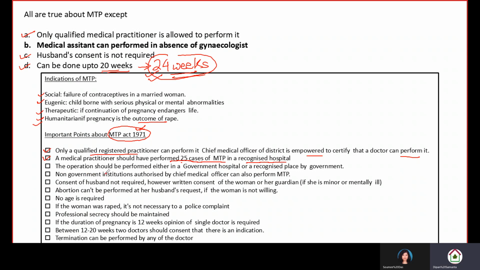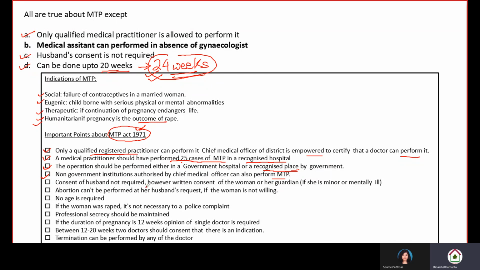Okay, then the operation should be performed either in a government hospital or a recognized place, meaning government accredited MTP centers only. Otherwise, you cannot just open a clinic and go for MTP. That's not legal in our country. Next point, non-government institutions authorized by the Chief Medical Officer can also perform MTP, authorized on behalf of the government.